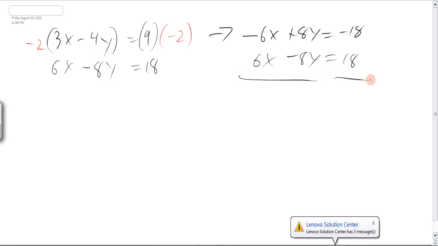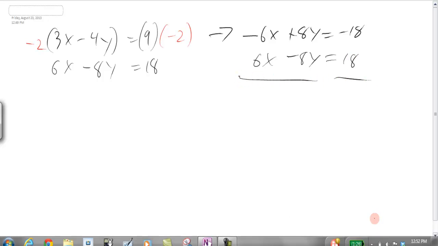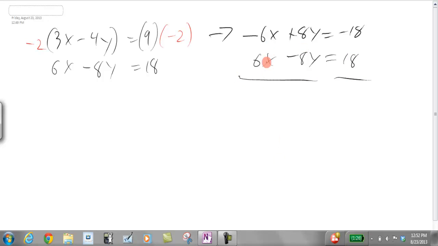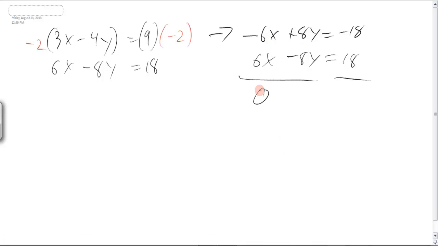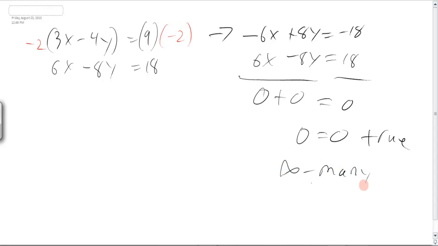Now, the -6 and +6 give me my 0, but I have the same thing with the -8y and the +8y, so I end up getting 0. And here's the key part: when I add together 18 and -18, I get another 0. So what this is telling me is 0 equals 0. And because this is a true statement, it means I have infinitely many solutions.